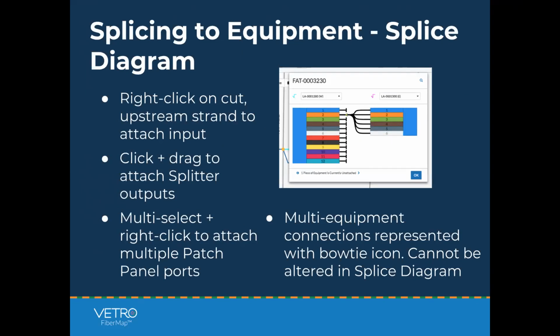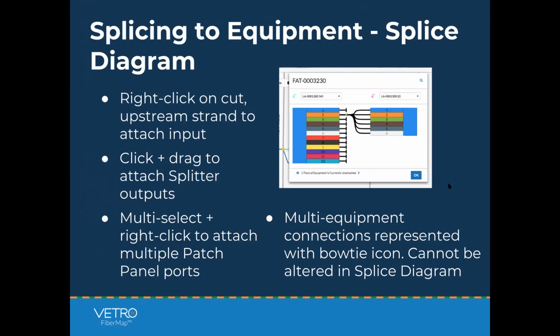You can click and drag into the output of a splitter. You can right-click on a cut upstream strand to establish your input to the splitter in the first place. You can multi-select and right-click to attach multiple patch panel ports and splice closures. The next place that we will represent these connections is in the Show Equipment Connections menu. When you create multiple connections there, those will be represented in the splice diagram as a bow tie icon.